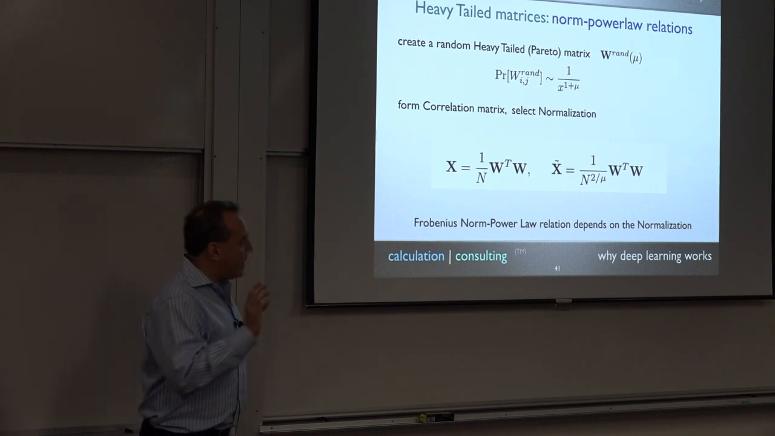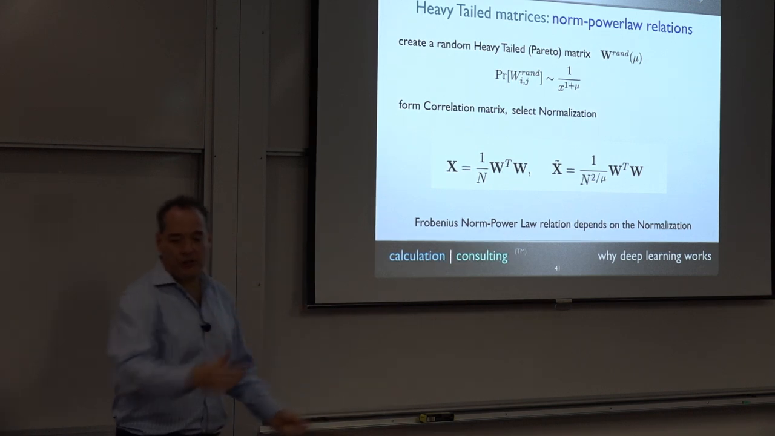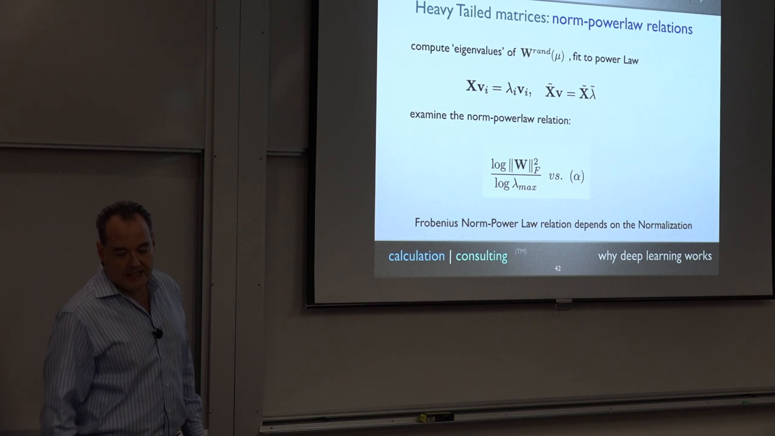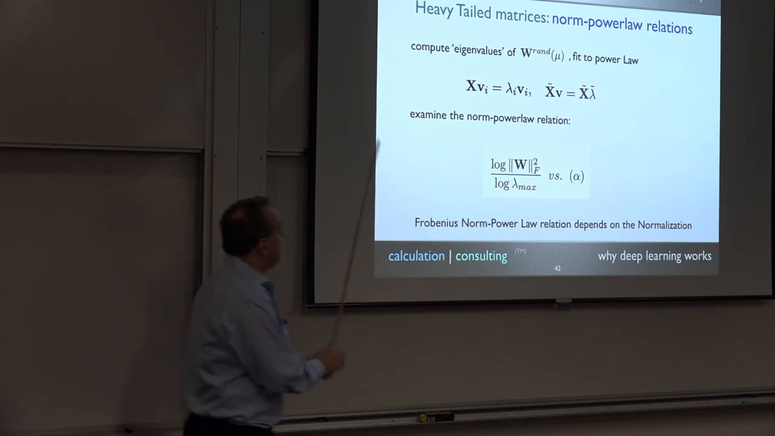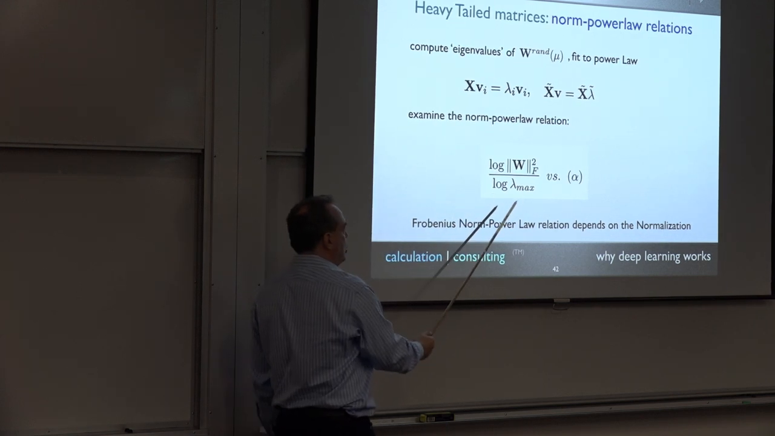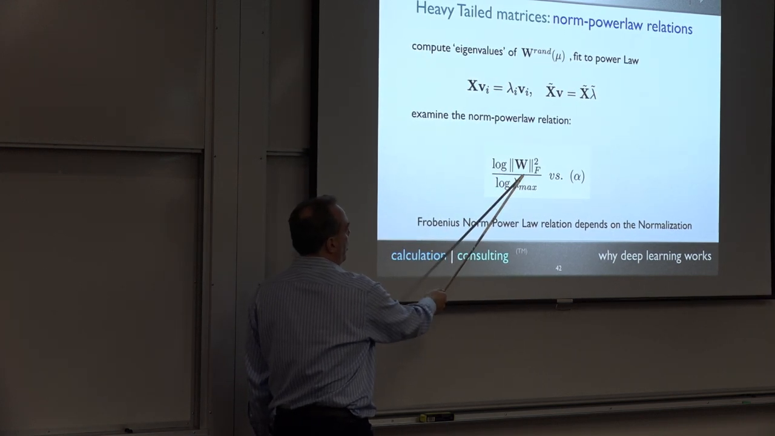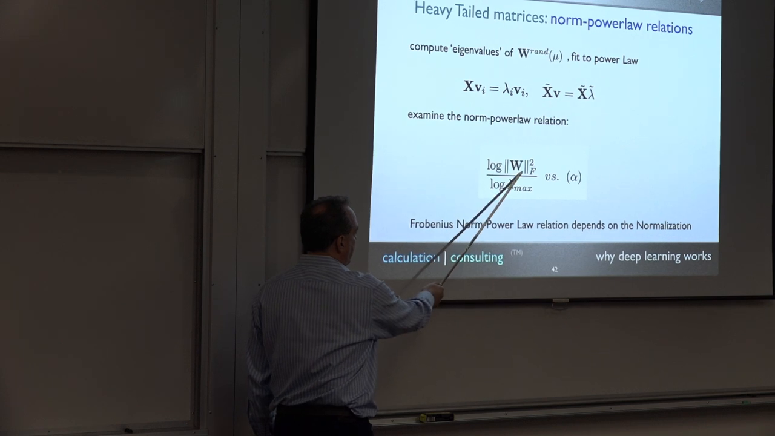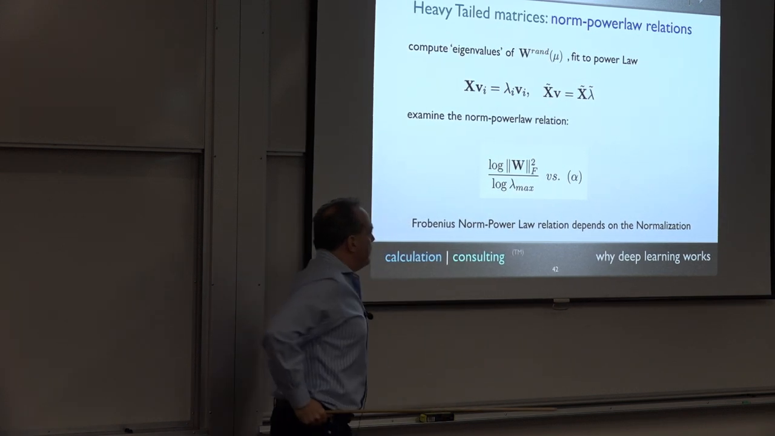And rather than go through all the math, I just want to give you some intuition for what's going on. So what we're going to do is form these different matrices, compute their eigenvalue spectrum, and look at this relation, which is the log of the Frobenius norm squared to the log of the maximum eigenvalue.